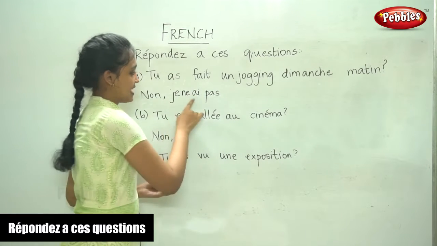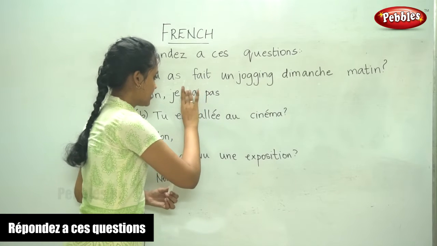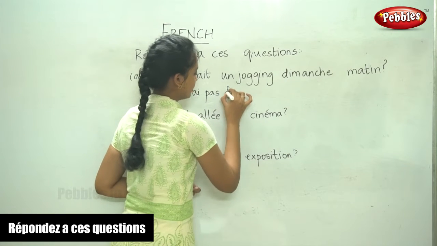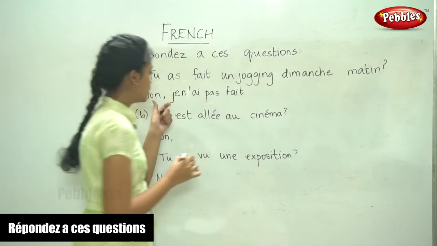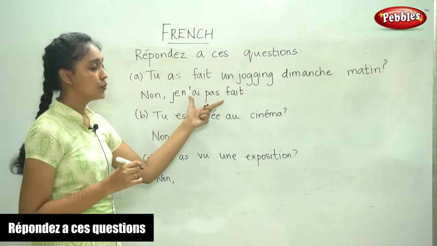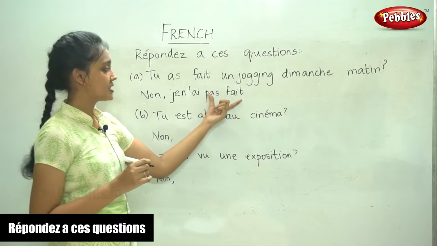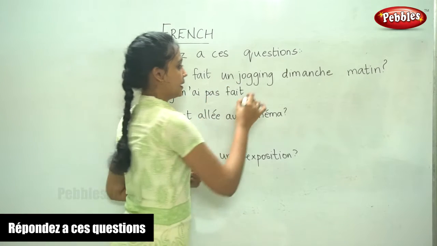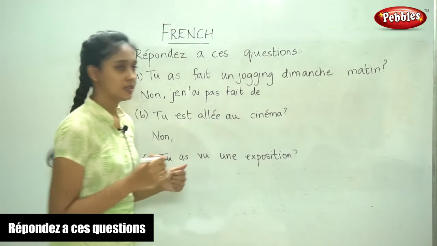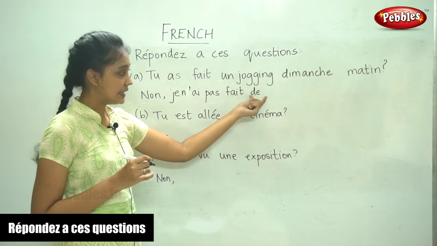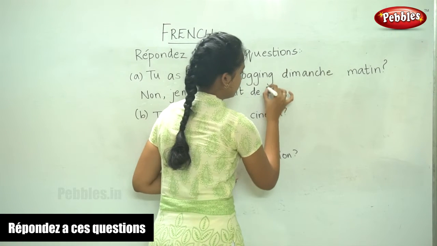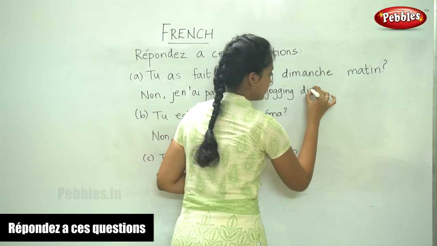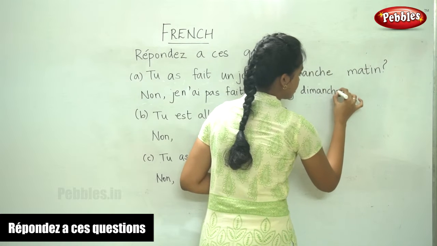Next we see there is a vowel clash here. So we say je n'ai pas, and don't forget to add the participle after that. Je n'ai pas fait. I do not do. I did not do. It is a past participle. And here all the indefinite articles become de. So un or une becomes de. De jogging dimanche matin.